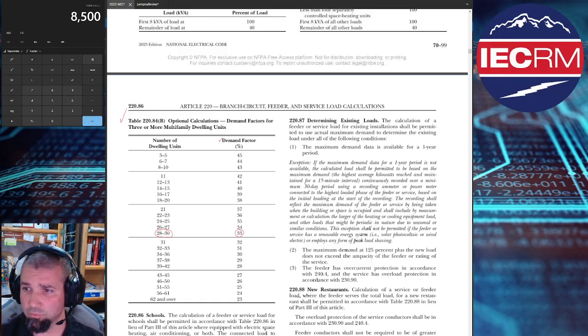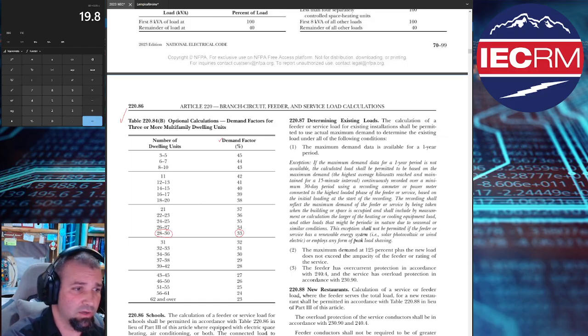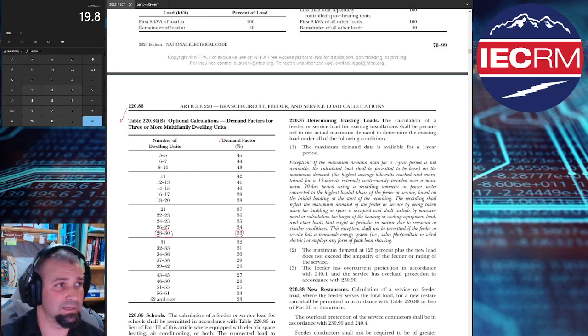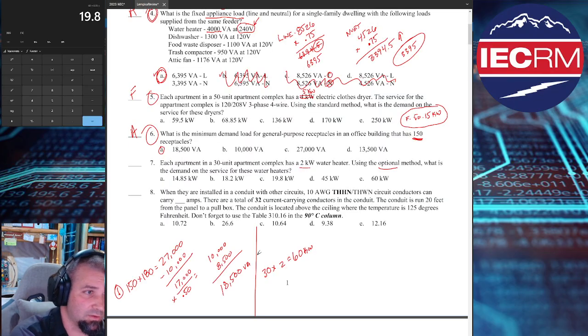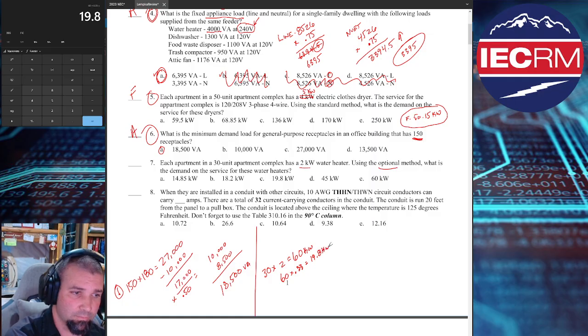Pretty straightforward, right? So I had my 30 units. They each have a 2-kilowatt water heater for a total of 60 kilowatts, and then I'm just going to multiply that by 0.33 for 33%, and my total is going to be 19.8. That's going to be my demand load on those. So 60 times 0.33 equals 19.8 kilowatts. We always get a little bit of a reduction because not all these things are going to be on at the same time. Okay, Charlie, there you go.